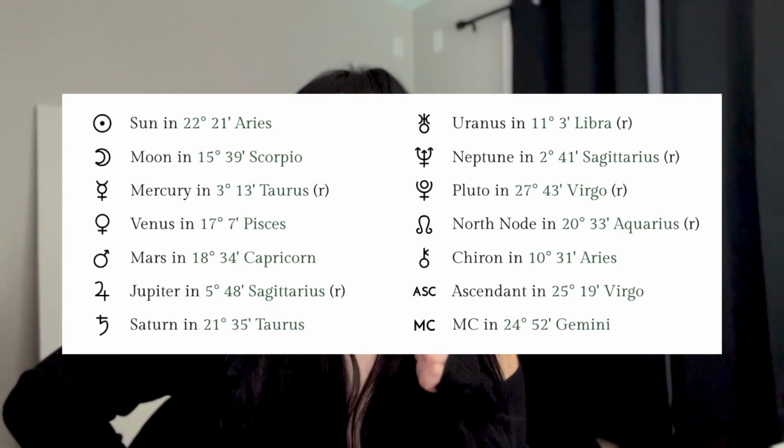Okay, so for Virgo representation, we have Shannen Doherty, who is one of my favorite muses. She was in Charmed, the 90s show about witches. She was also in Beverly Hills.